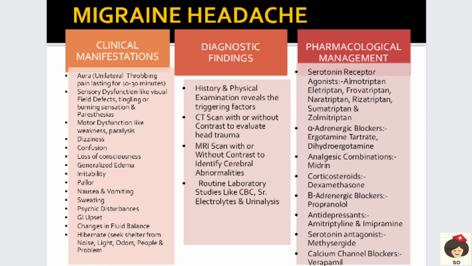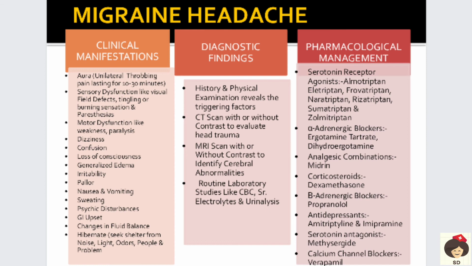And alpha adrenergic blockers like ergotamine tartrate and dihydroergotamine will be given. These act on the autonomic nervous system, and they will help in increasing blood flow, thereby helping in reducing the pain. And an analgesic combination for migraine can be given. This has a combination of many analgesics, and that drug will be given.